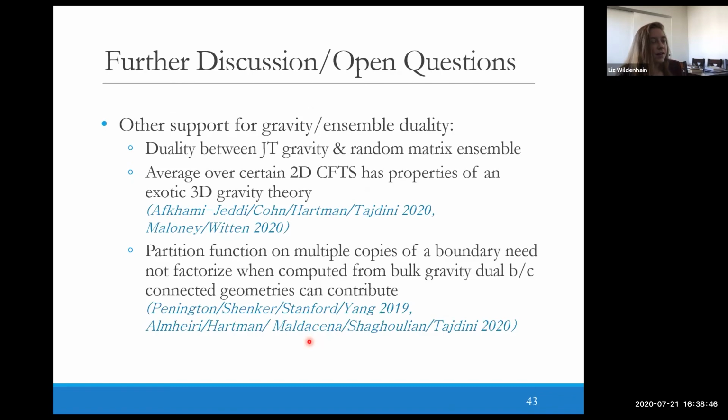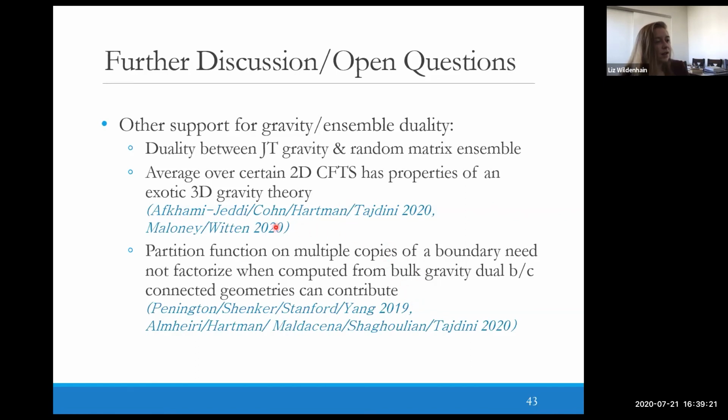So this gravity ensemble duality idea isn't just coming from nowhere. Just want to point out that there's other support for it. For example, the duality between JT gravity and a random matrix ensemble is an example of such a gravity ensemble duality. This is a two-dimensional gravity theory. And then also these works here have recently shown that an average over some 2D CFTs exhibits properties of an exotic 3D theory of gravity.